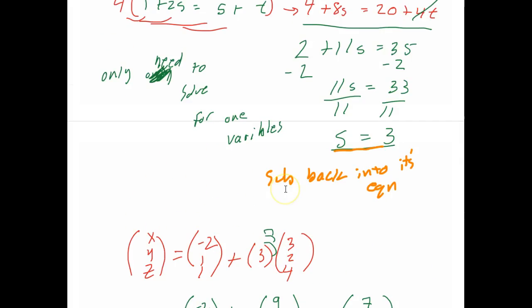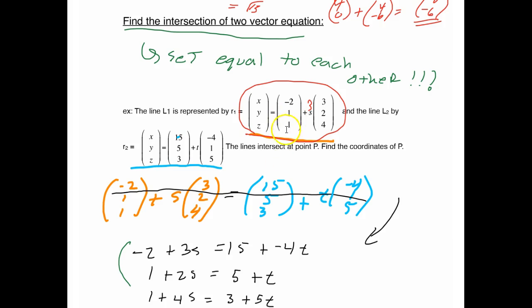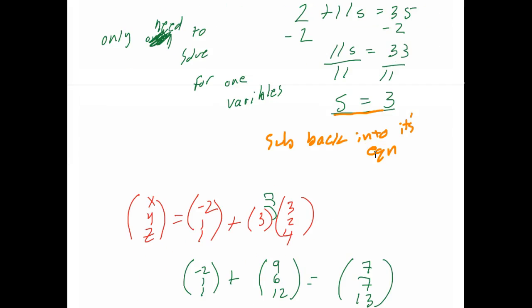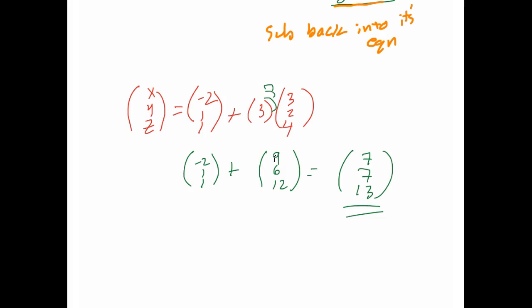So again, all you have to do is set them equal to each other, because I'm finding intersections. Once you do that, you separate them. Then pick any two you want and solve by elimination or substitution. Once you find one variable, unless they ask you to find both, you just got to find one. Plug it back into its equation and simplify, and that's how you find the intersection. That's it.